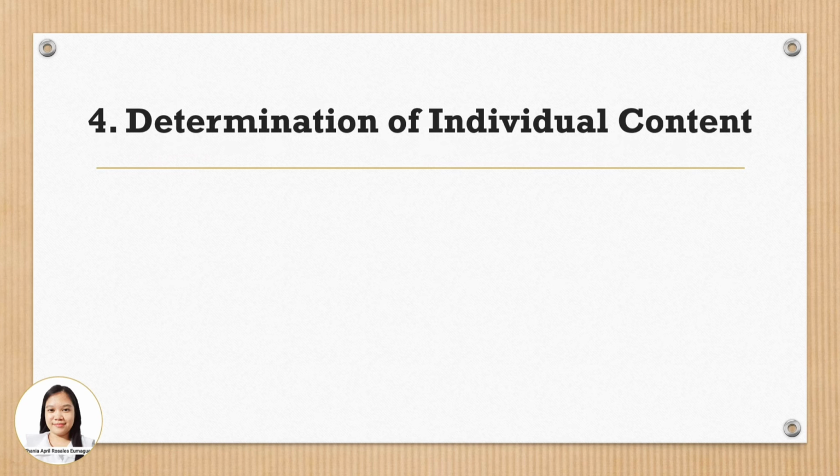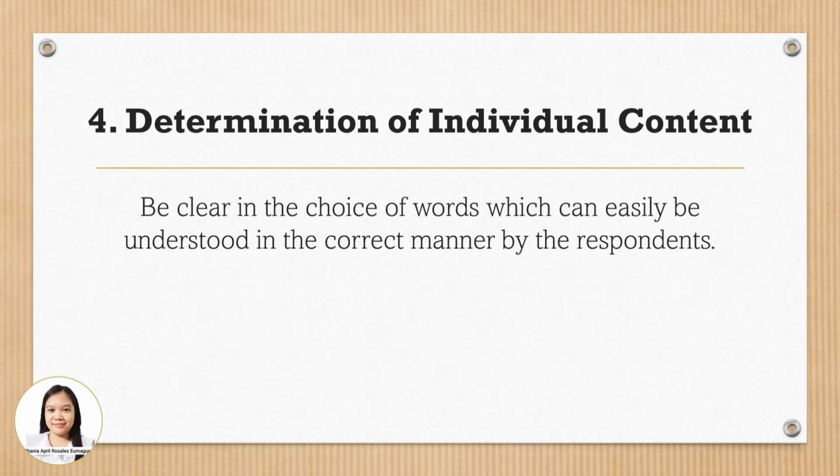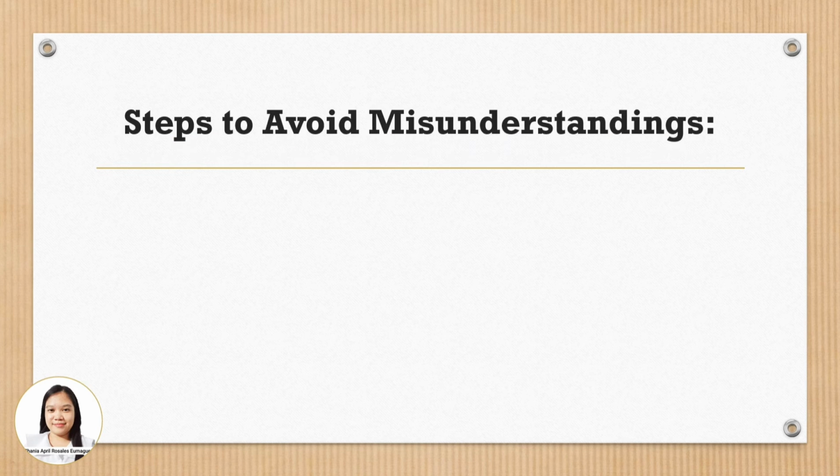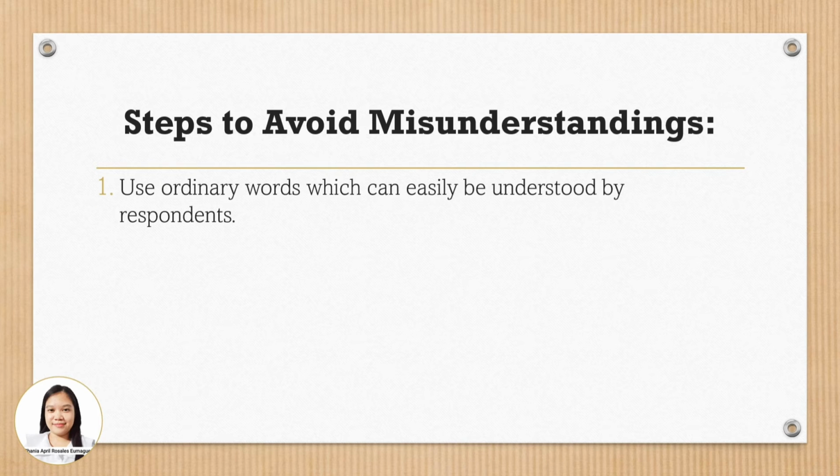Next is determination of individual question content. So be clear in the choice of words which can easily be understood in the correct manner by the respondent. So every respondent has different ways of interpreting things. So there are steps to avoid misunderstanding. First one is to use ordinary words which can easily be understood by respondents. Second is avoid ambiguous words. When we say ambiguous, ito yung mga words na may ibang meaning.